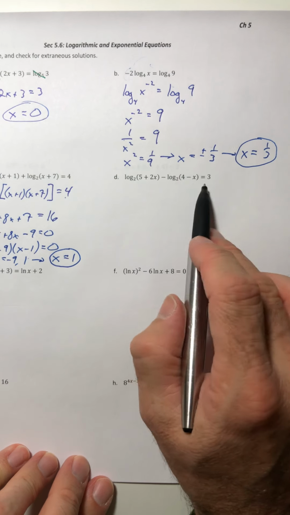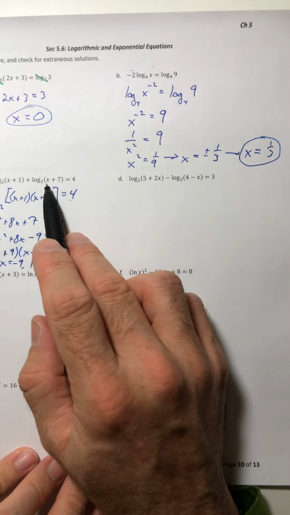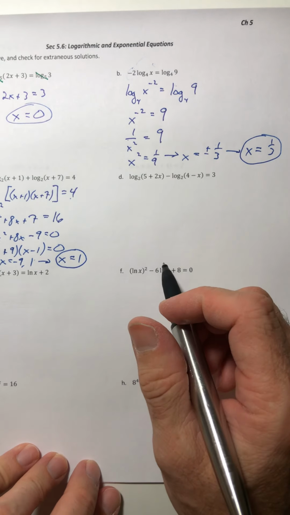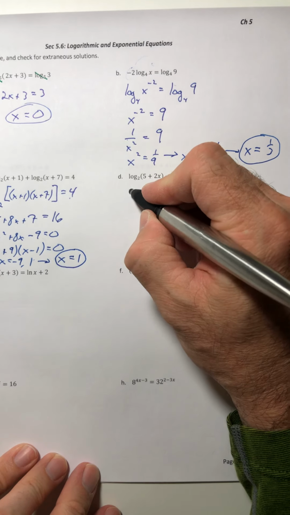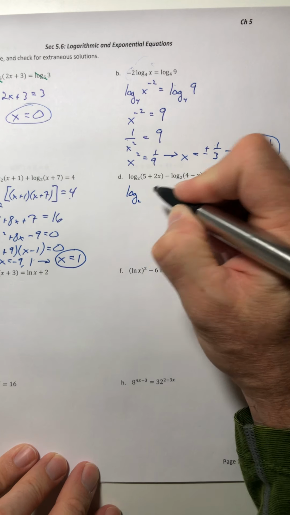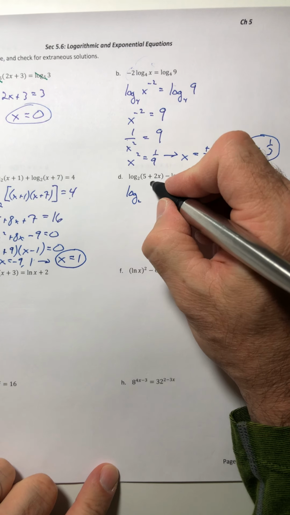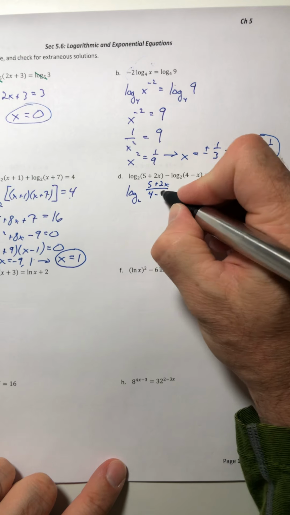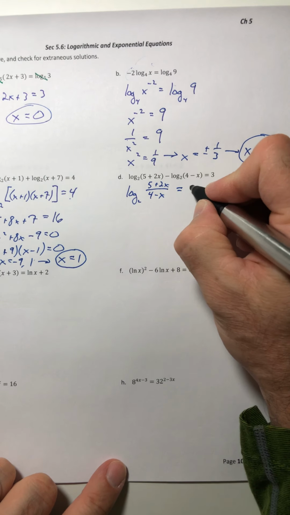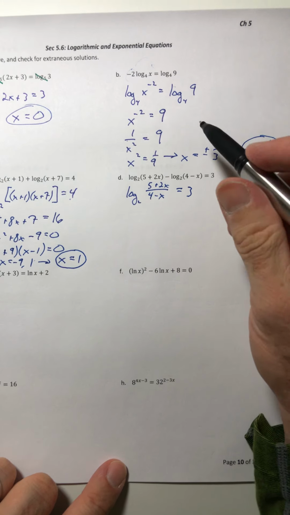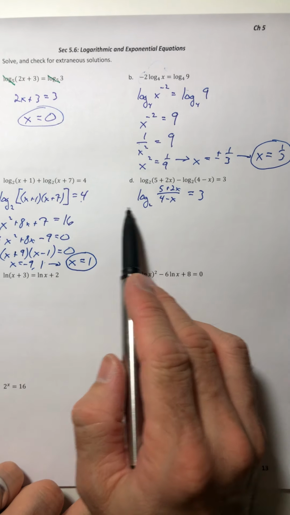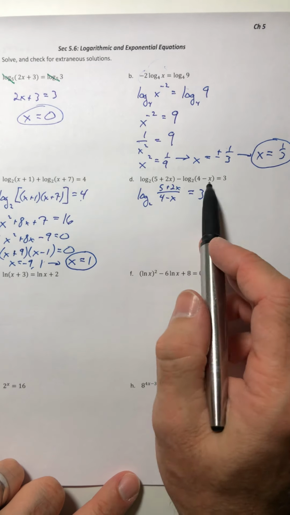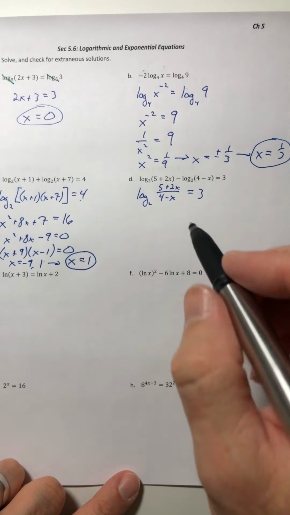Okay, so this one's kind of similar to the previous example, but it has that minus. So what does the minus do instead of the plus? That's right, it turns it into division. So now you have 5 plus 2x over 4 minus x, and that's equal to 3. So you can end up with some crazy looking logarithms, which is fine. And then once you use the properties and combine them, you can change it to exponential.